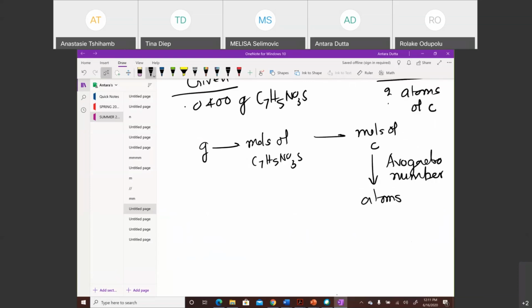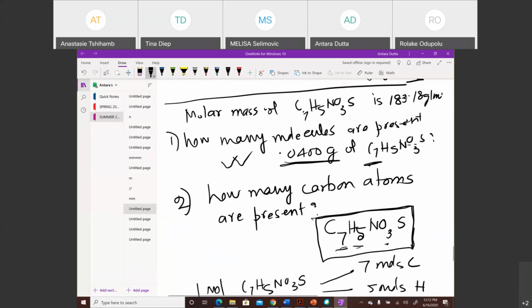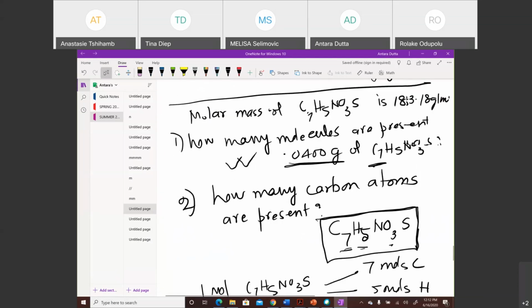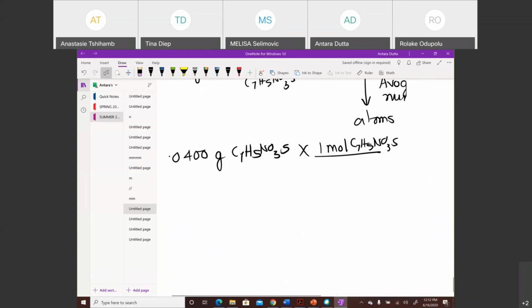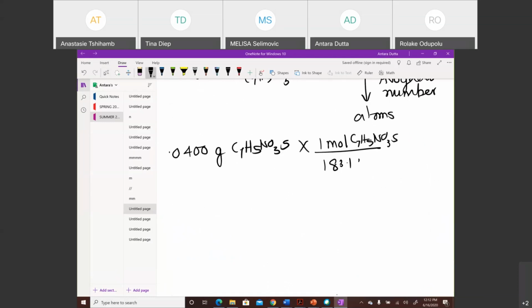So I'm going to take first 0.0400 grams of C7H5NO3S. Then I'm going to convert that to moles. What is my conversion factor? Of course, molar mass. So the molar mass is already provided. I'm going to write 1 mole of C7H5NO3S on top, and the molar mass, which is 183.18 grams of C7H5NO3S. Grams should cancel out.